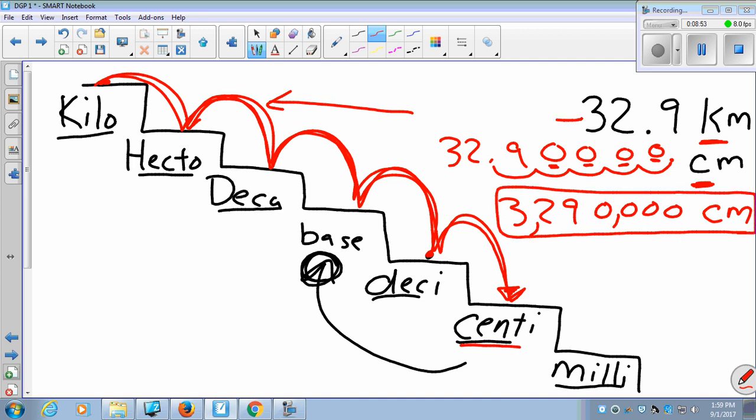Man, that's a lot of centimeters. But of course, really, right here, we're talking about something like 20 miles. So of course, that's a whole lot of centimeters to deal with.